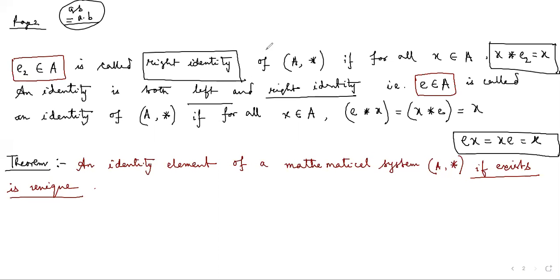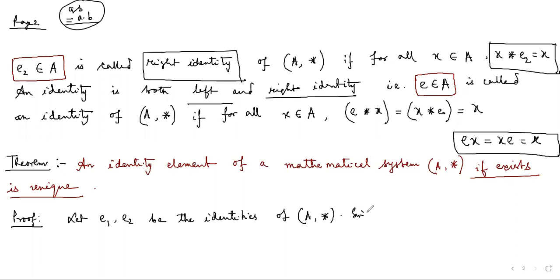Okay, now what is the proof? The proof is very simple. You just follow the logic of what I am writing over here. Let E1 and E2 be the identities of the mathematical system A star. Since E is an identity, E star x is equal to x for all x belonging to A. You could have also written that x star E equals x, since E is an identity. I have written only this because in the case of identity, you can write this or that. They are the same thing. Okay.